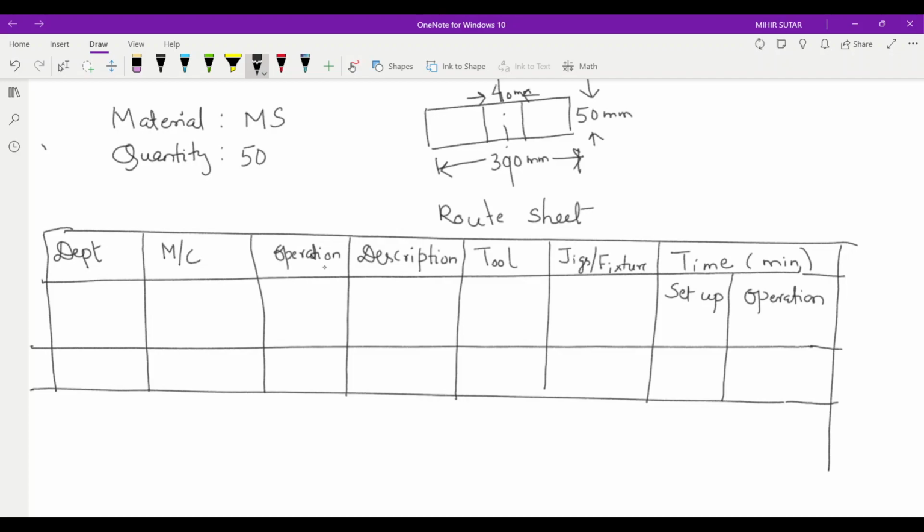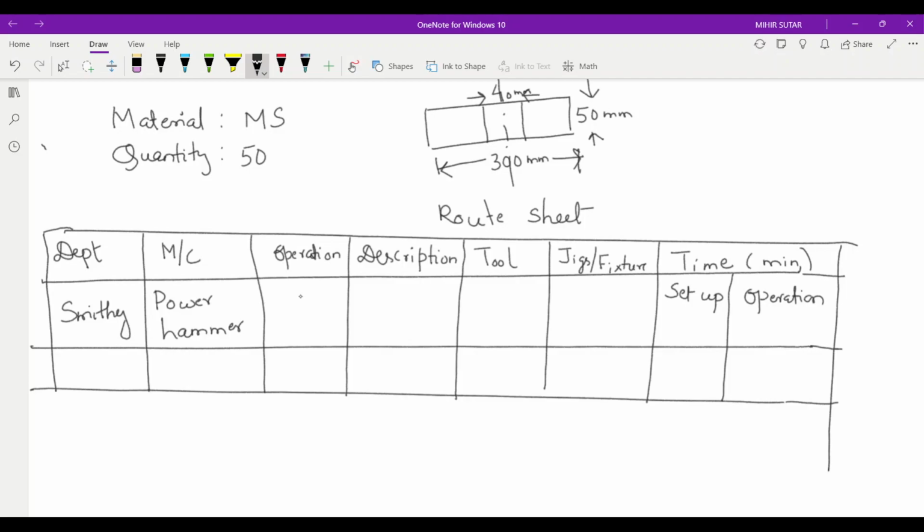Okay, so you have to cut the slot. First of all, to increase the mechanical properties, what we are doing first is forging it. So first it will go to the Smithy department. They will be using a power hammer. Which machine will they be using? Power hammer.